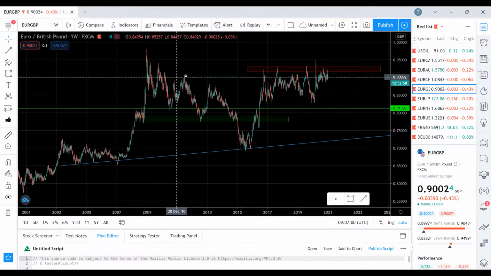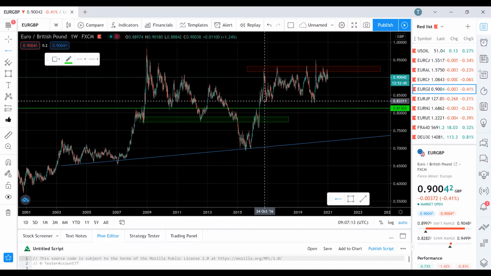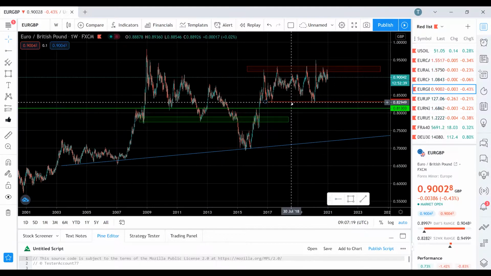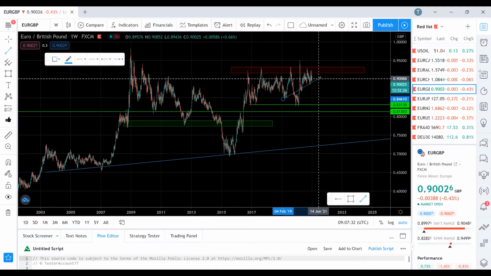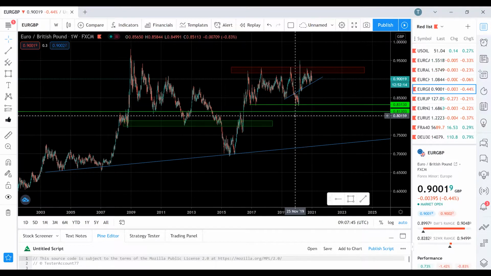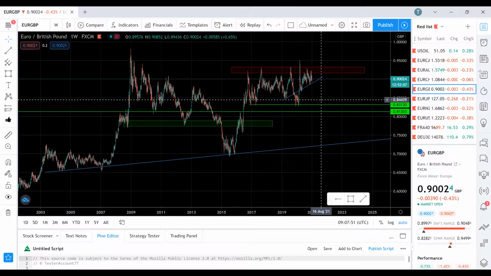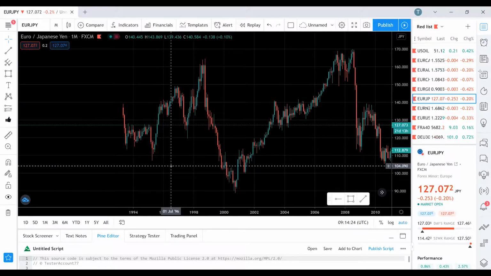Move to the weekly. Support here. Trend support here. I'm definitely going to be looking for this break for a move down to support. Move to the daily.